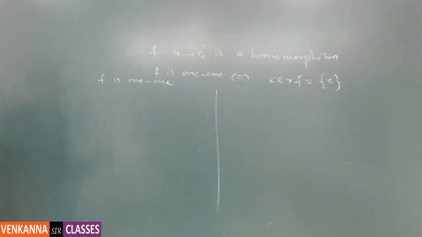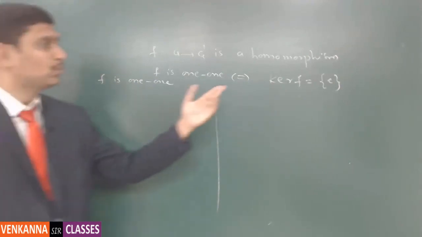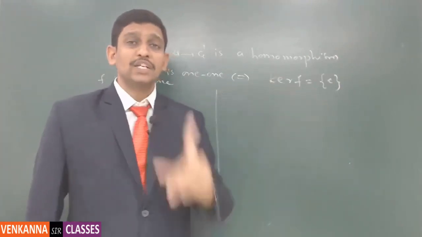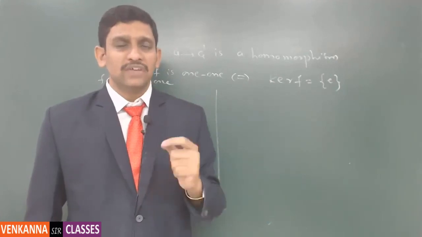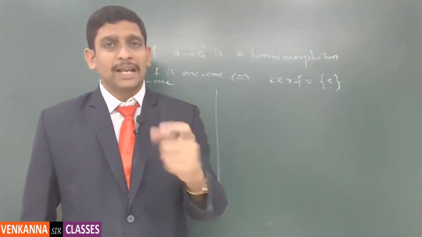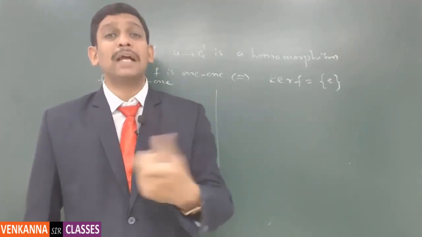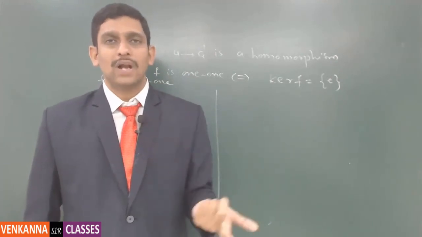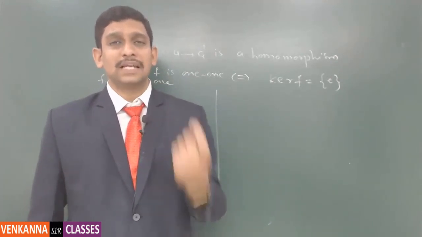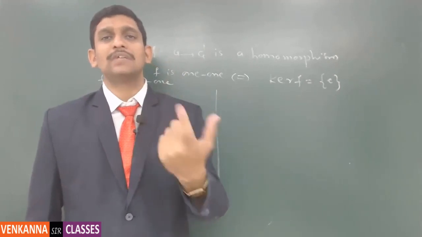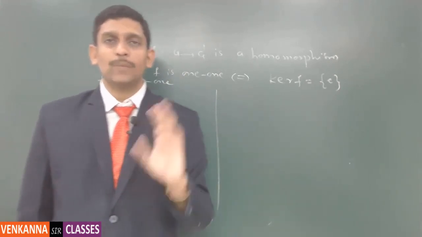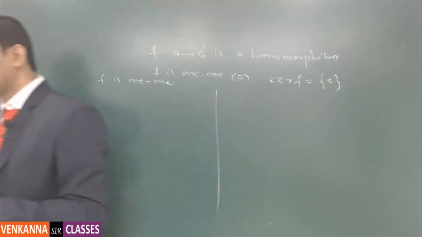Similarly here also, to prove that kernel f contains only one element, every time I take an element from the kernel, it becomes identity. So kernel f contains only one element, that is nothing but identity. That is the motto behind this concept. Okay?